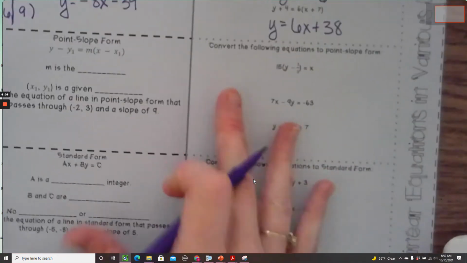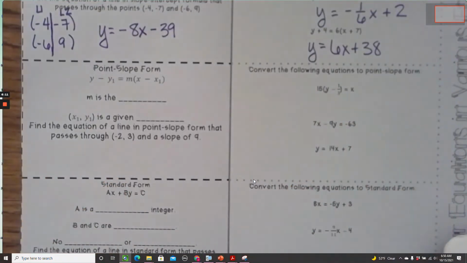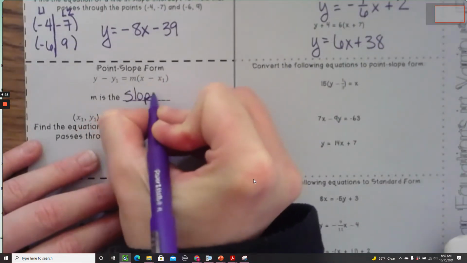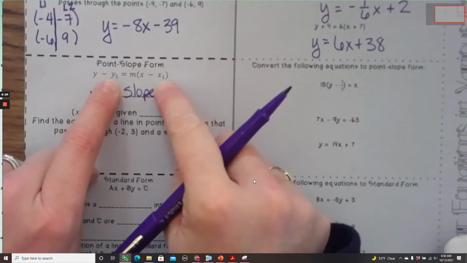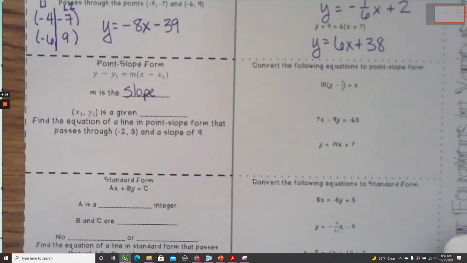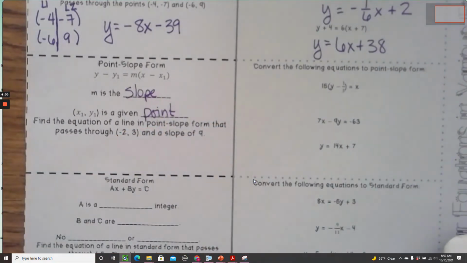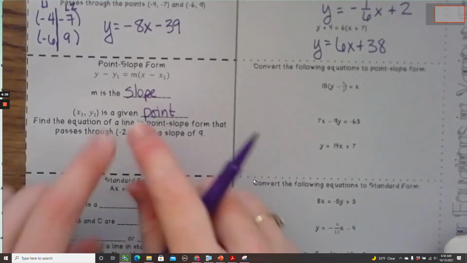All right, so point slope form is something we haven't seen yet. Point slope form is y minus y1 equals m times x minus x1. So m is still the slope of the line, but these x1 and y1 here are a given point for that line.